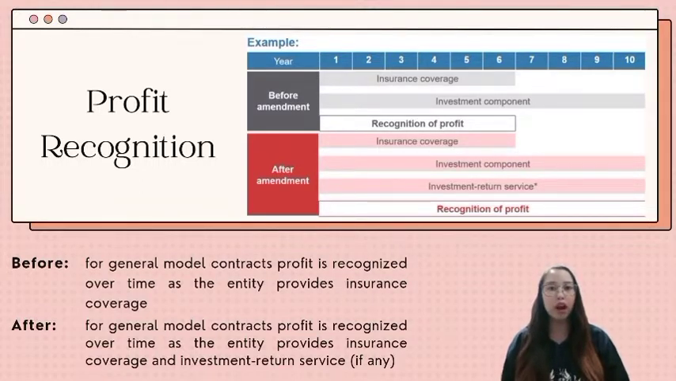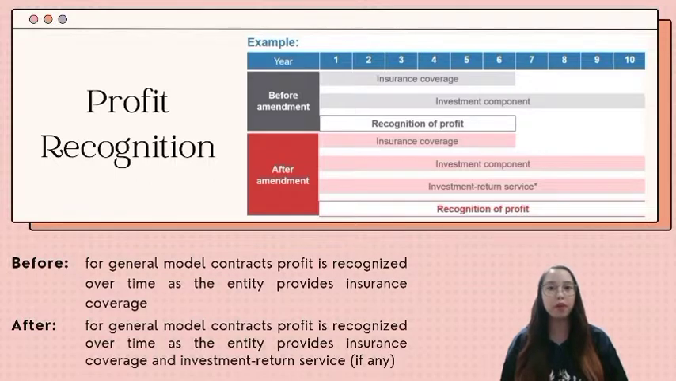Mahalaga daw po yung mga condition na yan para po makonsider na investment return service ay nag-exist po, pero hindi naman daw po sila determinative. Pwede po kasing sabihin ni entity na wala pong investment return service na nangyayari kahit po na-meet po yung tatlong condition. Nagdagdag din po sila ng requirement regarding po sa disclosure dito.